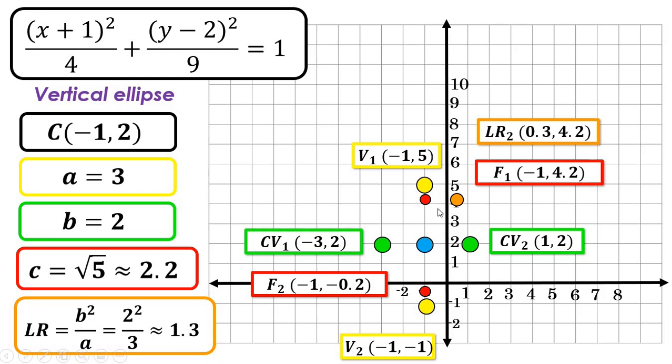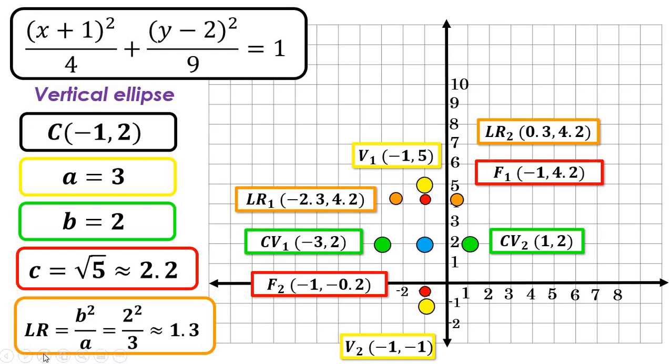So notice that the focus and the latus rectum will have the same y-coordinate, 4.2, because they are aligned horizontally. The only value that will change will be the x, because there's a movement horizontally. So what happened here? Starting from -1, we counted 1.3 units to the right. That's why that will be -1 plus 1.3, which is 0.3. Meanwhile, if we moved 1.3 units to the left, the endpoint of the latus rectum will be (-2.3, 4.2).